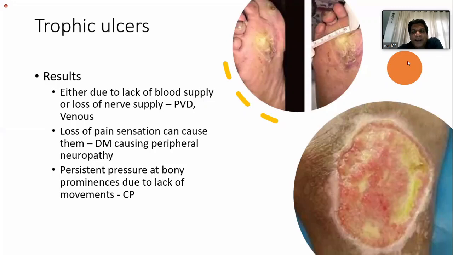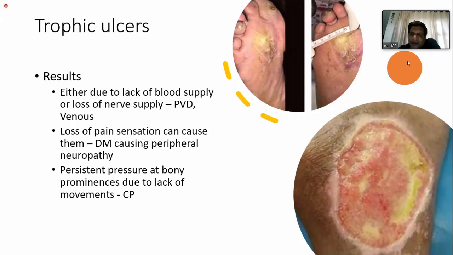Because there's no pain, what happens? He'll go and injure himself without knowing. He'll knock on furniture. He'll cut himself with sharp objects because he can't feel the pain. So there will be repeated trauma and he gets ulcers, and those are called trophic ulcers, right? And those are also indicative of some neurological problems.